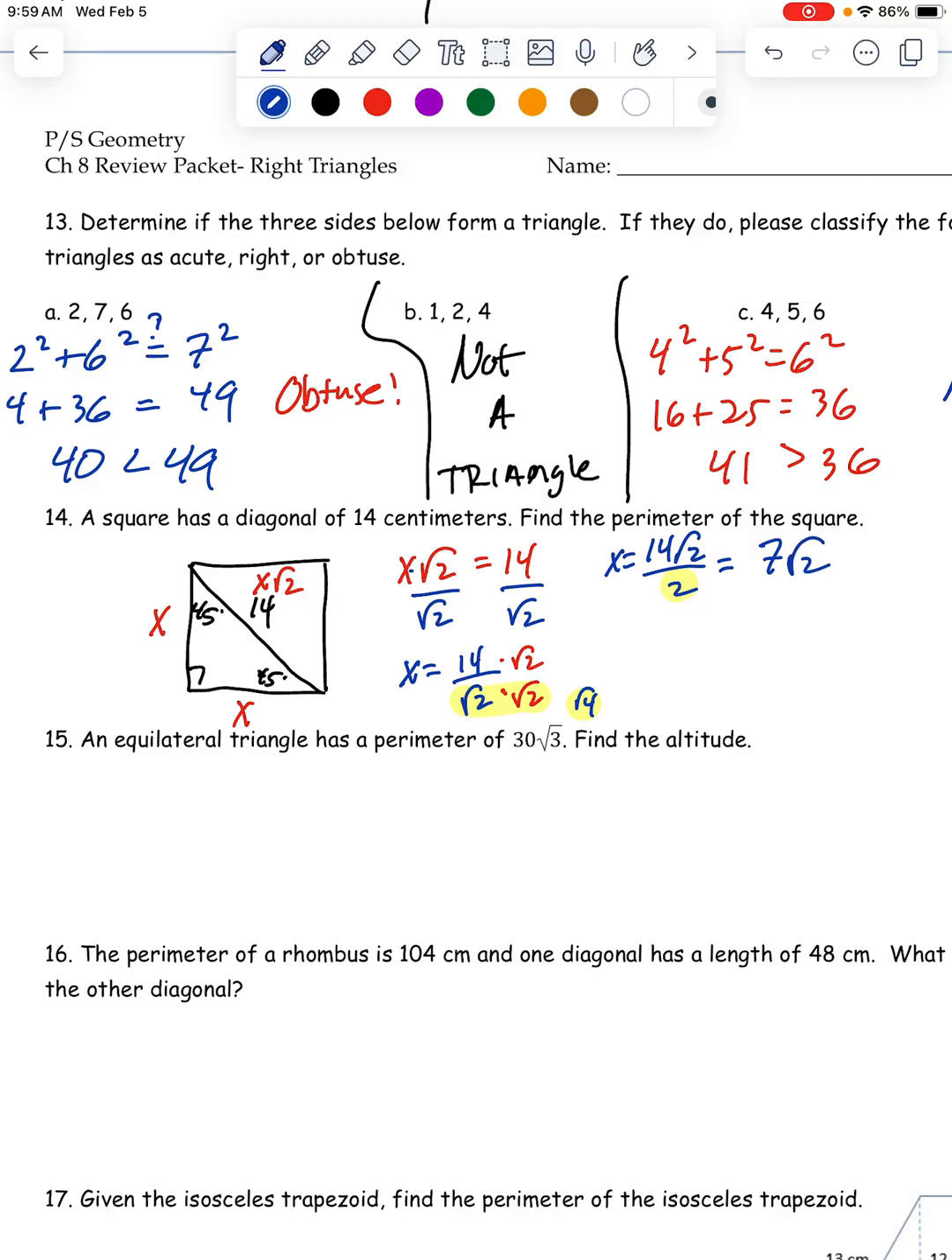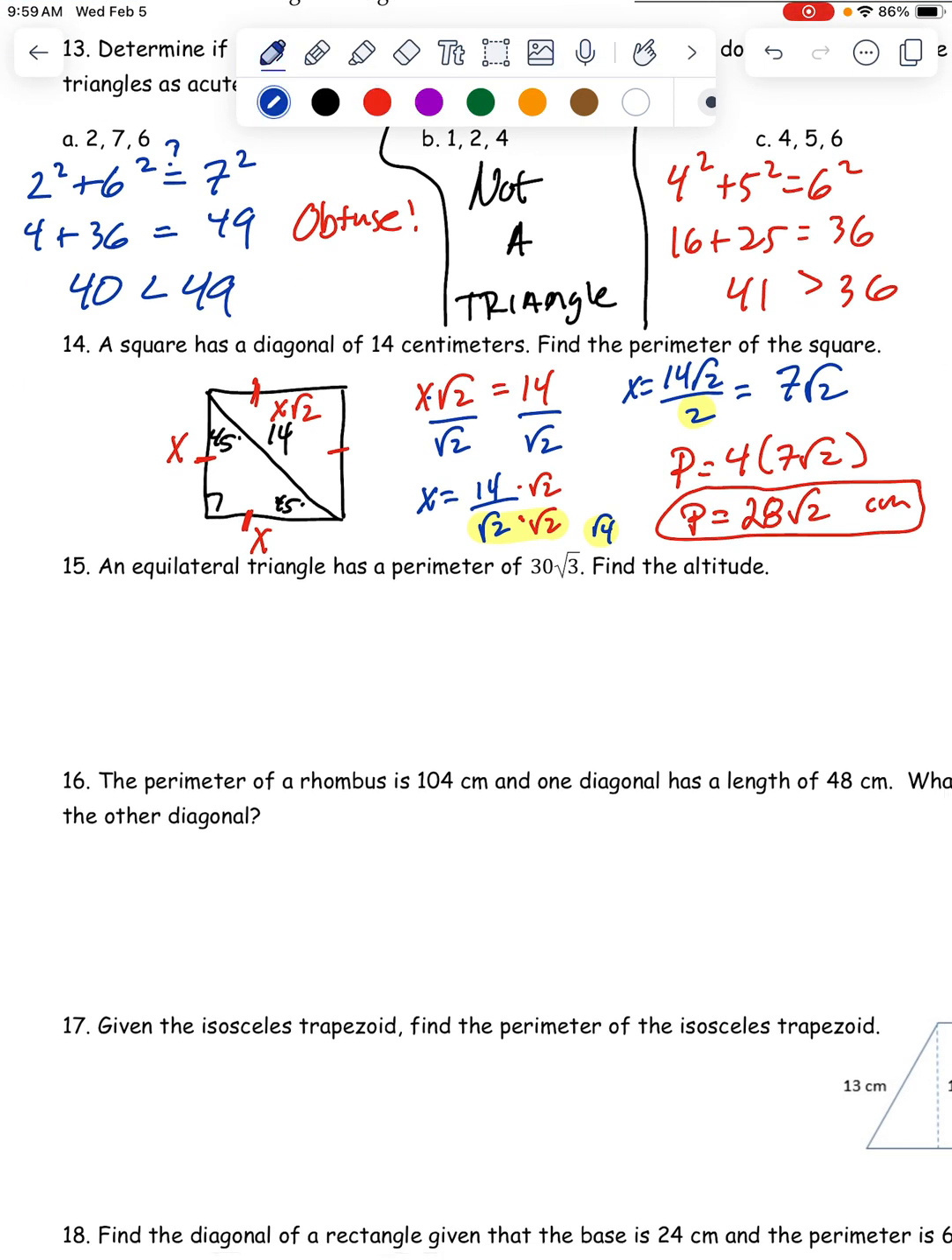So each of my sides has a length of 7 root 2, and all four sides are the same. So to find the perimeter, I do 4 times 7 root 2. And remember, I only multiply the 4 by 7, not by the root 2, and I get 28 root 2 centimeters.